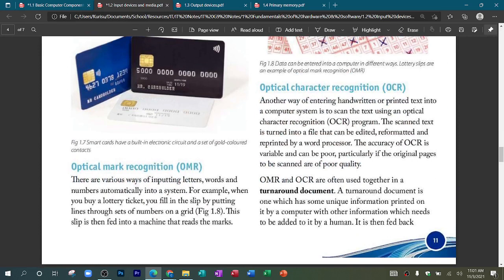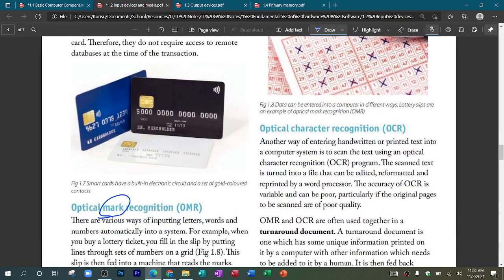So the next direct data entry device is the optical mark recognition, the OMR. What can help you to remember? Think of that word there, mark. What is it looking for? It is looking for a mark, some sort of mark. It could be a circle, it could be an X, it could be a shade, it could be a bar. Whatever type of mark, it's going to look for that mark and scan it.